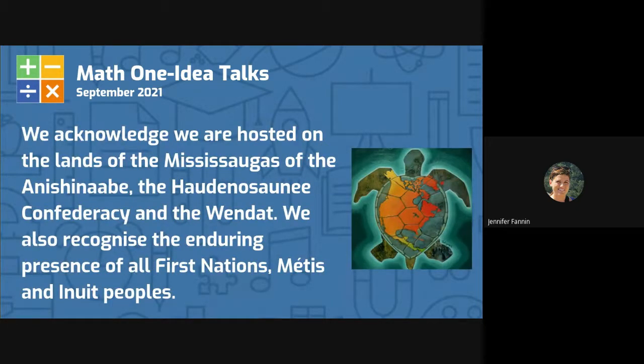Starting with our land acknowledgement, we acknowledge we are hosted on the lands of the Mississaugas of the Anishinaabe, the Haudenosaunee Confederacy, and the Wendat. We also recognize the enduring presence of all First Nations, Métis, and Inuit peoples.